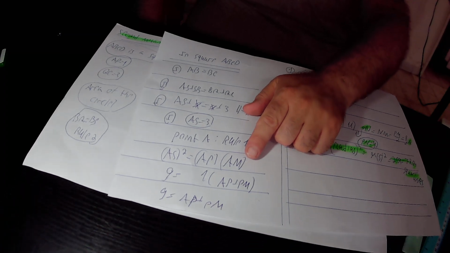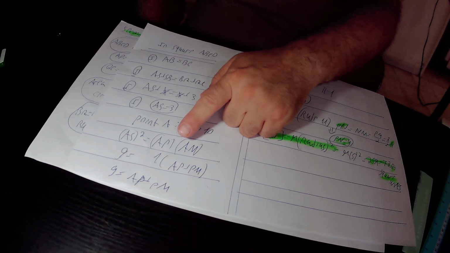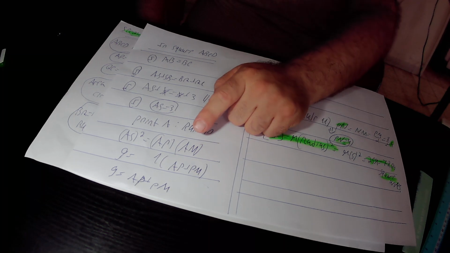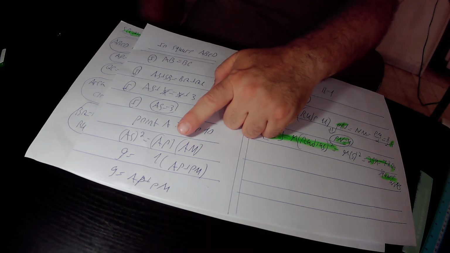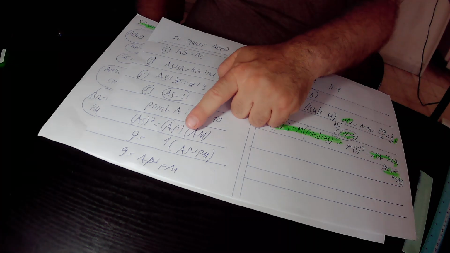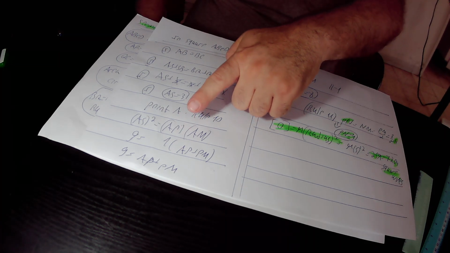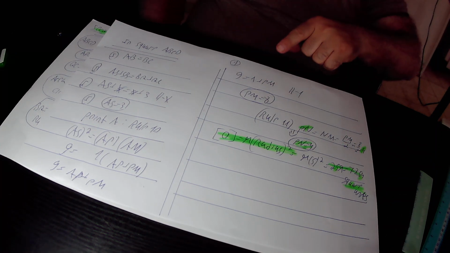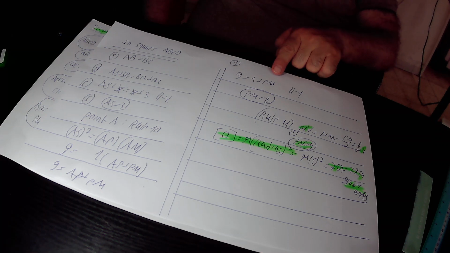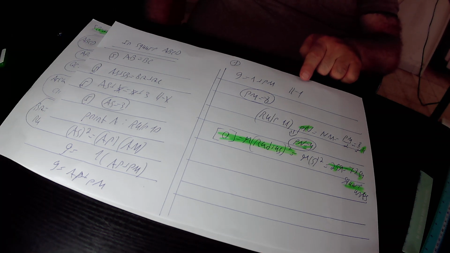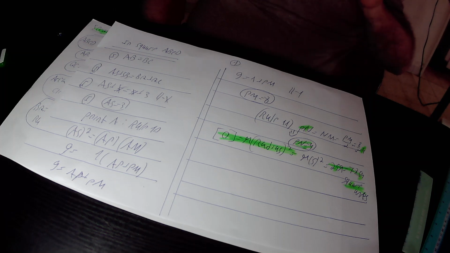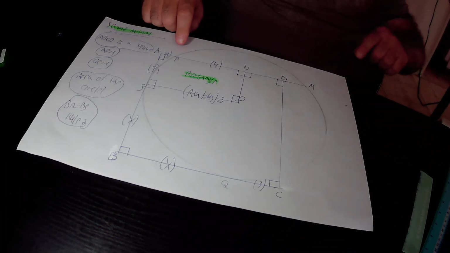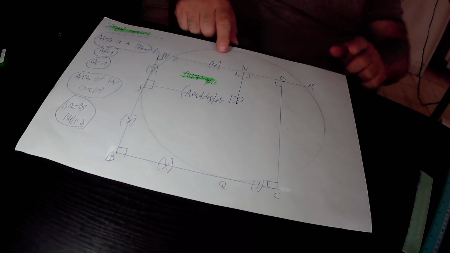AM is AP plus PM. So in total, 9 equals AP, that is 1 times AM, that is AP plus PM. Because any expression multiplied by 1 does not change its value, we can ignore the 1. So 9 equals AP plus PM. AP is 1, so 9 equals 1 plus PM. Here we subtract 1 from this equation, so PM equals 9 minus 1, that is 8. So the length of this chord PM is equal to 8 units.